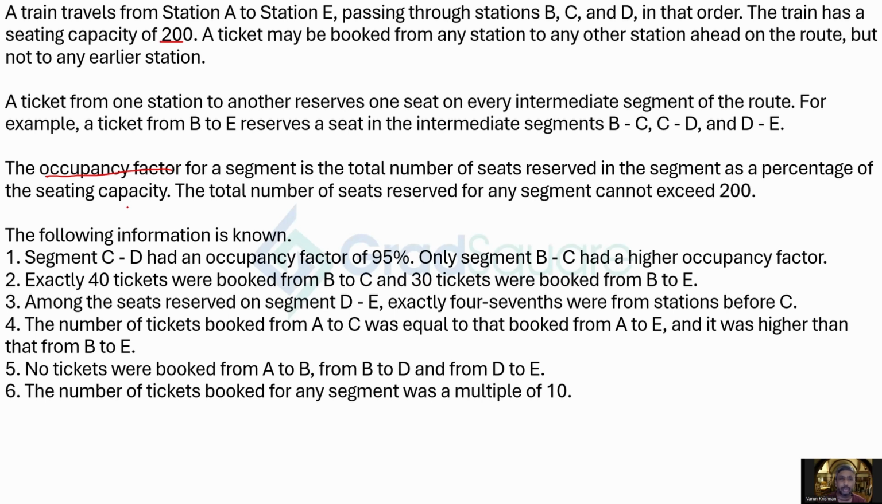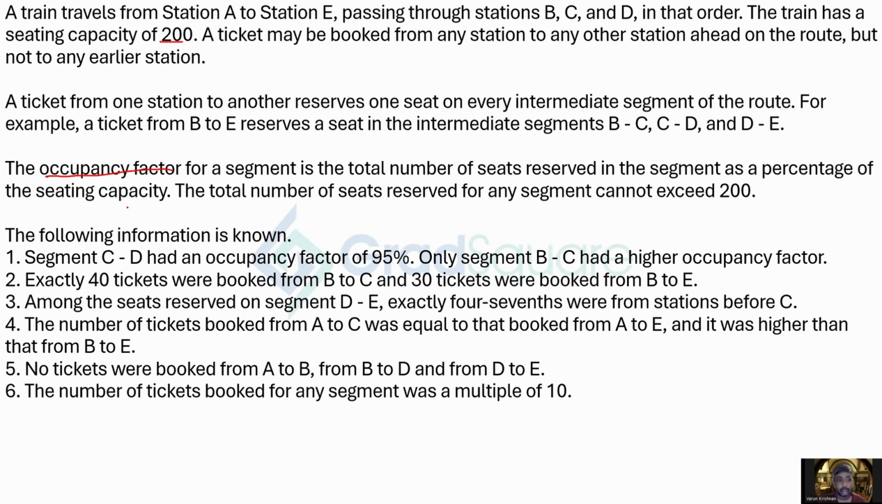So again, it has been said that the seating capacity is 200. They do not have any waitlisted or RAC candidates, so no one is traveling beyond the capacity. Everyone has got a seat. Those are the basic instructions of the set, followed by which there are 6 clues. We will discuss these 6 clues in greater detail in the subsequent slides.